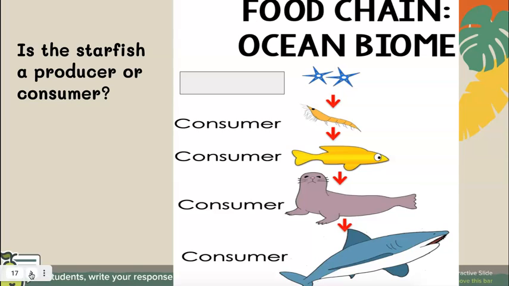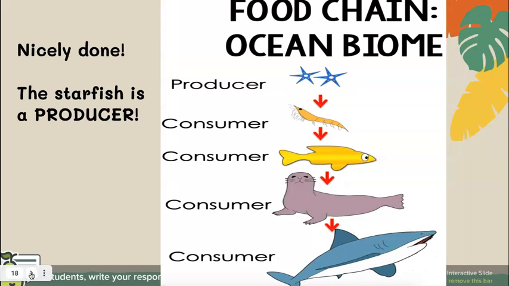Okay, how about this food chain? This is an example of an ocean biome. Do you think the starfish in this case would be considered a producer or consumer? Right, so the starfish would be a producer in this case. It's lending its energy to the krill, the fish, the sea lion, and then finally the shark.